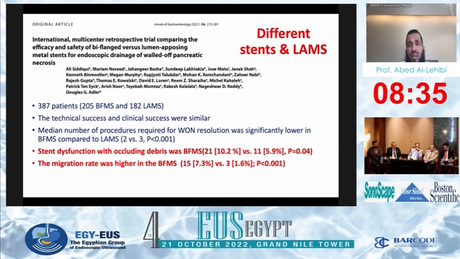Now, different stents can work. This is an international multicenter retrospective trial comparing different types of luminal stent, and they are almost the same, but with the biflanged metallic stent, dysfunction is more, occlusion is more, migration is higher, and the need for necrosectomy is also higher. So we can use what you have, but the luminal stent is usually very easy to place and very safe.